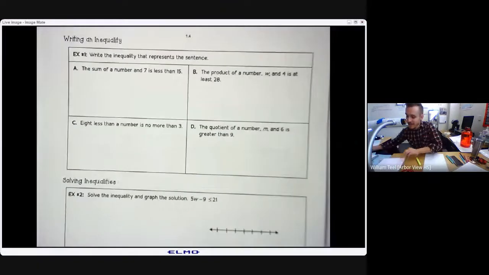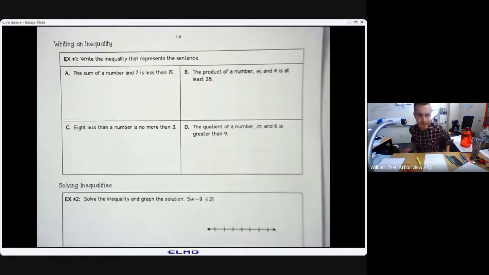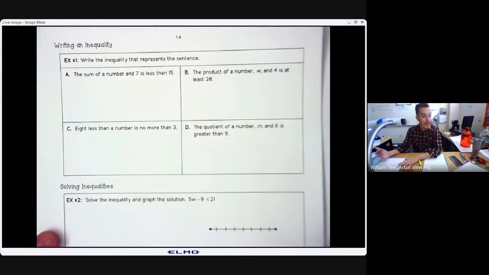So next page of number 1.4, we are going to write the inequality that represents the sentence. So kind of like we did in lesson 1.2, when we talked about how to convert words into mathematical symbols and numbers, we're going to do the same thing, but this time we're going to be using inequalities, so the greater than or less than signs.